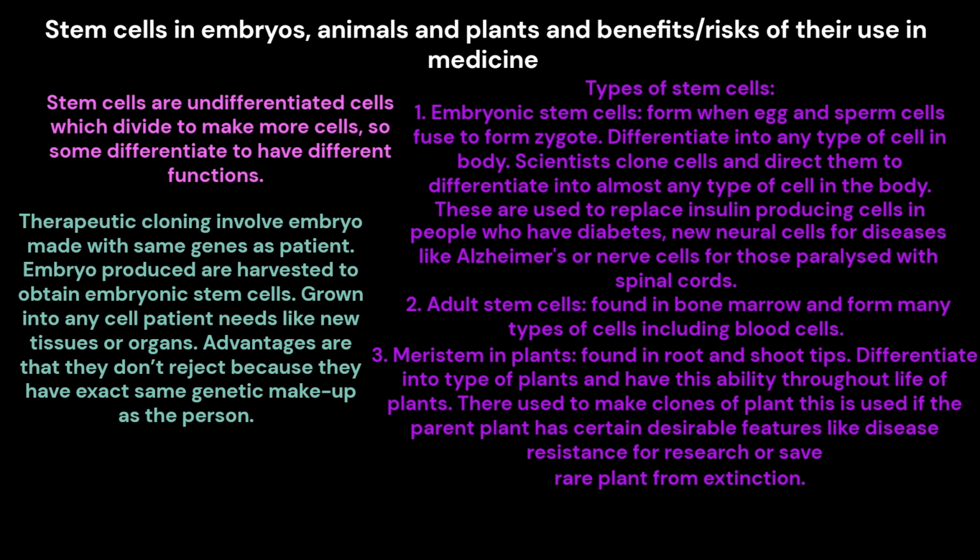Embryonic stem cells form when egg and sperm cells fuse to form a zygote. They can differentiate into any type of cell in the body. Scientists clone cells and direct them to differentiate into almost any type of cell in the body. These are used to replace insulin-producing cells in people who have diabetes, new neural cells for diseases like Alzheimer's, or nerve cells for those paralyzed with spinal cord injuries.